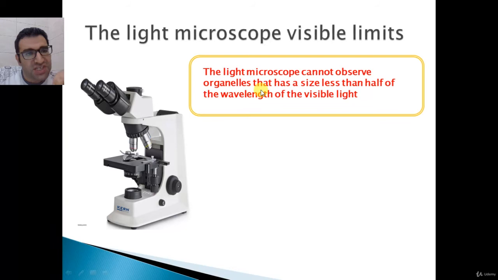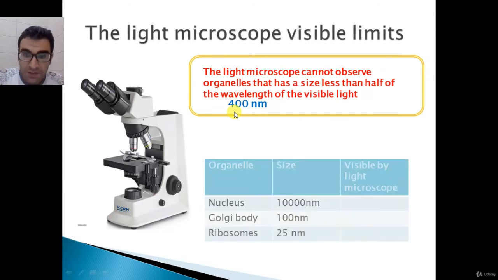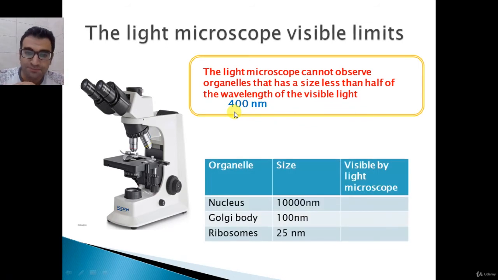Organelles means structures inside the cell that have a size less than half of the wavelength of the visible light. The wavelength of the visible light is 400 nanometers. Half of it is 200. So every organelle inside the cell that has a size less than 200 nanometers cannot be seen under the light microscope. Look at this table, it's an example.